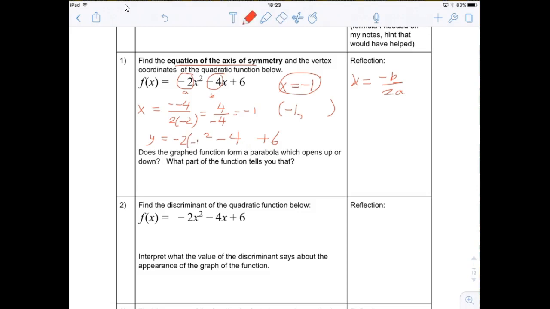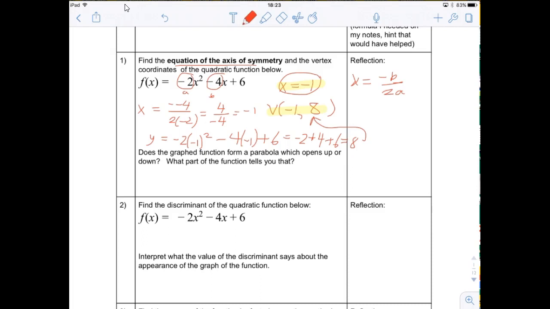I'm going to put negative 1 for x here, and negative 1 for x here. That gives me negative 2 times negative 1 squared. Negative 1 squared is negative 1 times negative 1, which is positive 1. So negative 2 times positive 1 is negative 2. Negative 4 times negative 1 is positive 4, plus 6. So I have negative 2 plus 4 plus 6, which gives me 8. So my y coordinate for the vertex is 8. So the vertex is negative 1, 8, and the axis of symmetry is x equals negative 1.